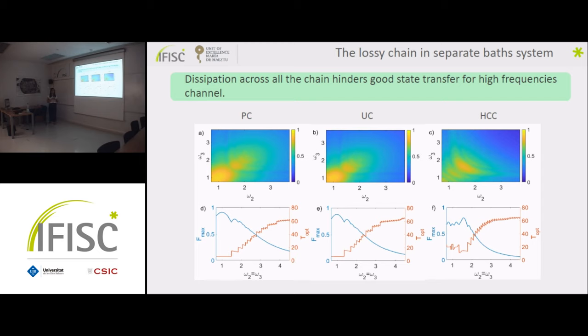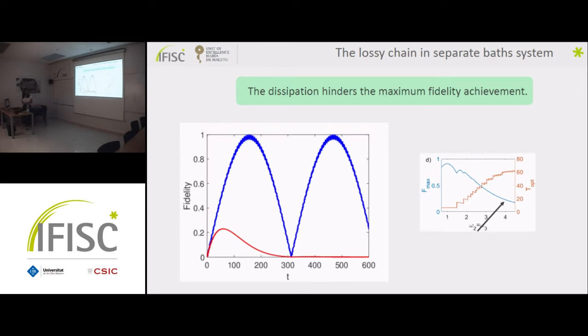the plots are really different from the previous cases. Only in the bottom right part of the plots are high values of maximum fidelity achieved. This occurs because the dissipation hinders good state transfer for high values of the channel frequencies. In order to see this behavior better, I have represented this plot.